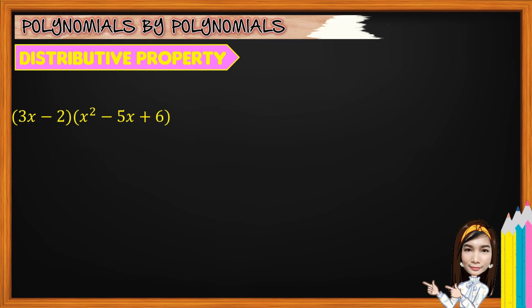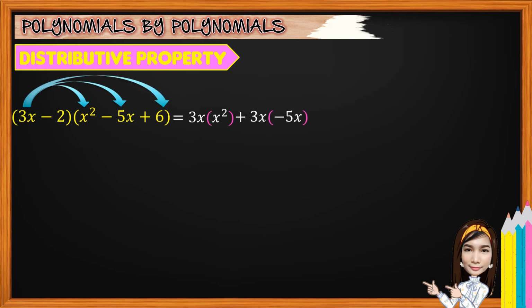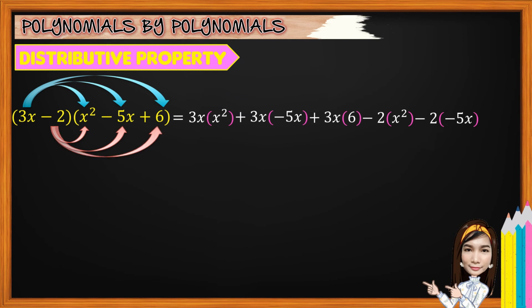Distribute the first term 3x to each term of the trinomial. So we have 3x times x squared. Next, we have 3x times the second term, negative 5x. Next, we have 3x times the third term, 6. Then, distribute negative 2 to each term of the trinomial. So, we have negative 2 times the first term, x squared. Then, negative 2 times the second term, quantity negative 5x. Then, negative 2 times the third term, positive 6.